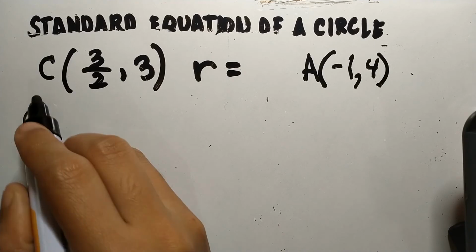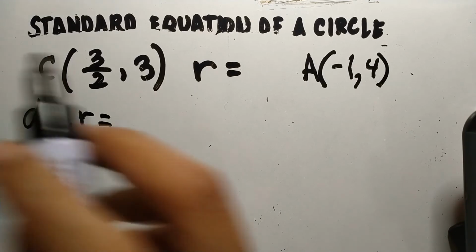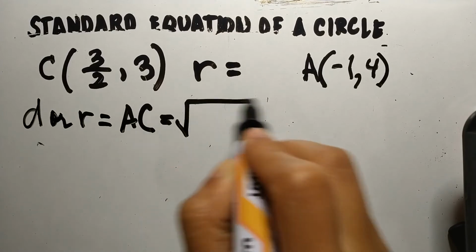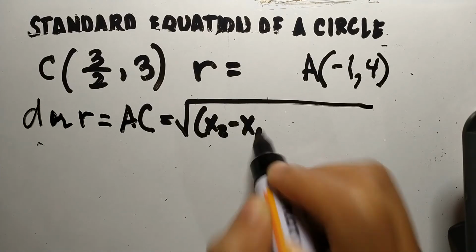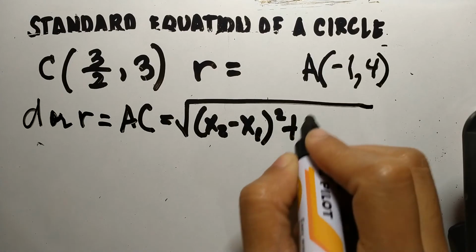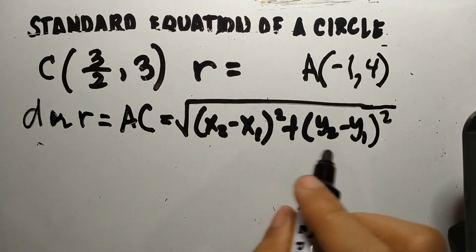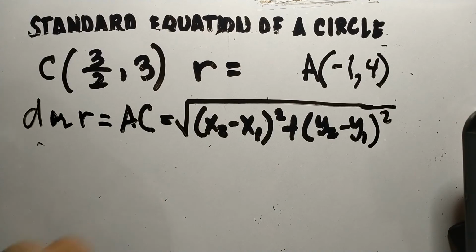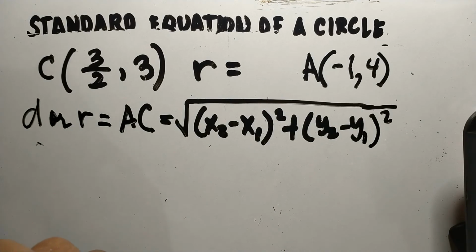So, si distance formula natin, or si radius, which is equal to point A to the center is equal to the square root of x sub 2 minus x sub 1 squared plus y sub 2 minus y sub 1 squared. Ngayon, substitute na natin. Ito yung gagamitin natin, C and A. Ang gagamitin natin, x sub 2.